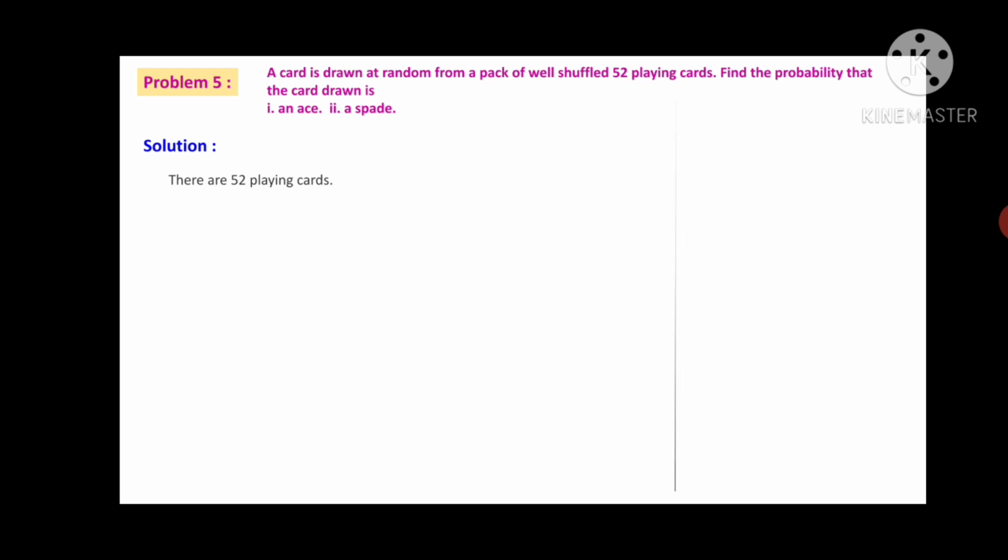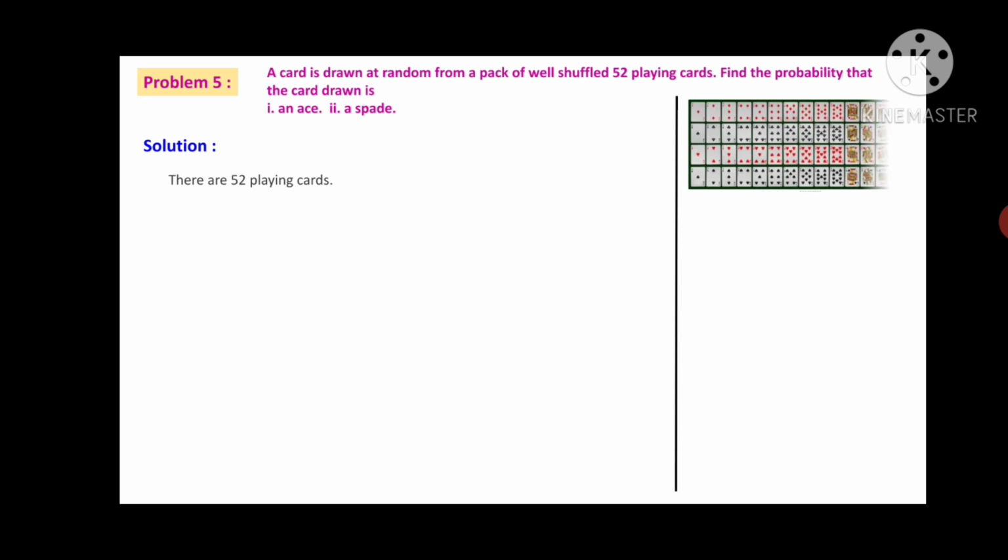Problem number 5 now. A card is drawn at random from a pack of well-shuffled 52 playing cards. Find the probability that the card drawn is an ace or a spade. So we will write the sample space. There are 52 playing cards. Those can be shown like this. These are the 52 playing cards. So now n of S is equal to 52.